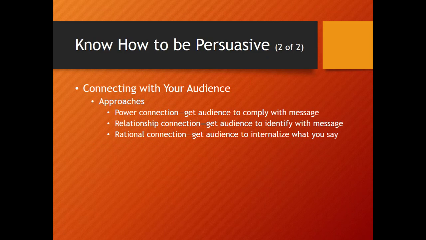When you talk about persuasion, you have to connect with your audience. There are many ways to do this. There's a power connection. You can get the audience to comply with your message, which sometimes works. Relationship, which is probably the best one, or one of the better ones, is to get the audience to identify with your message. And the last one might be a rational connection. Get the audience to internalize what you say. In other words, set forth the facts and get the audience to understand these facts and to believe these facts.